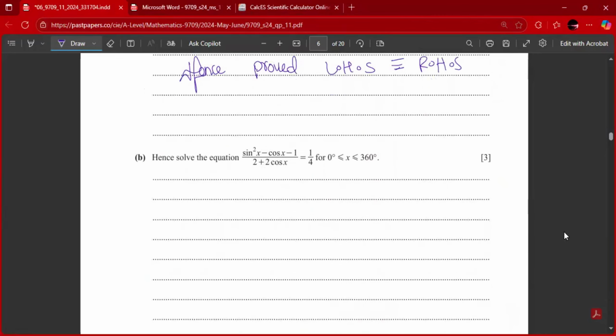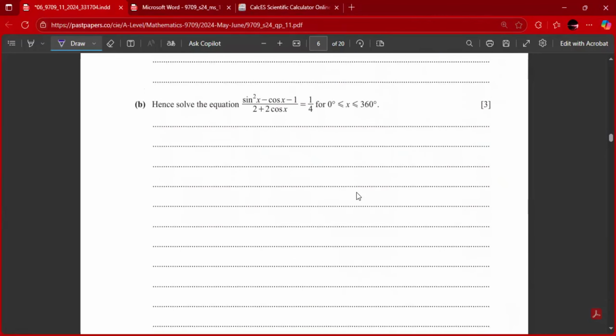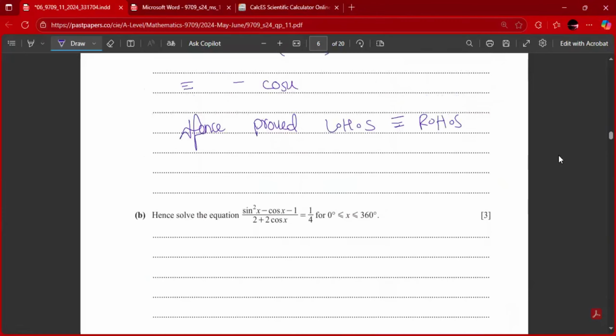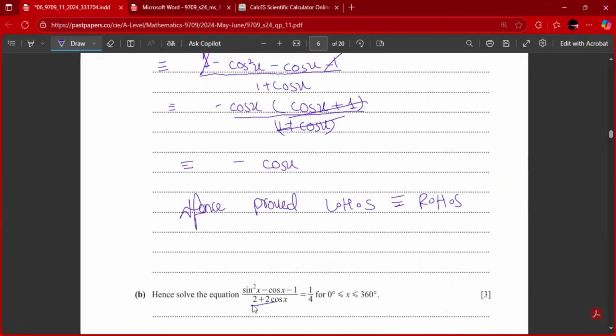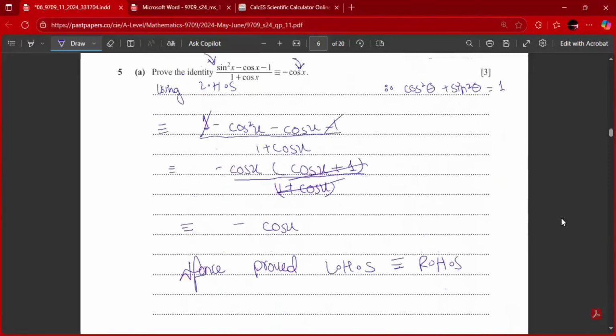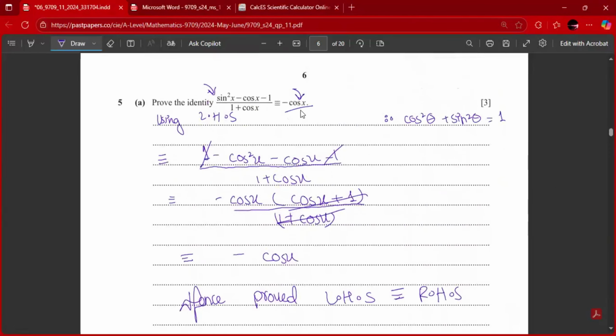Now is the next question. Solve the equation with this. Okay, this equation is similar to this equation if we go up. Just the problem is the denominator, there's extra 2's. Let's just take these 2 common and make it like the previous equation so that we can just replace it with minus cos x.